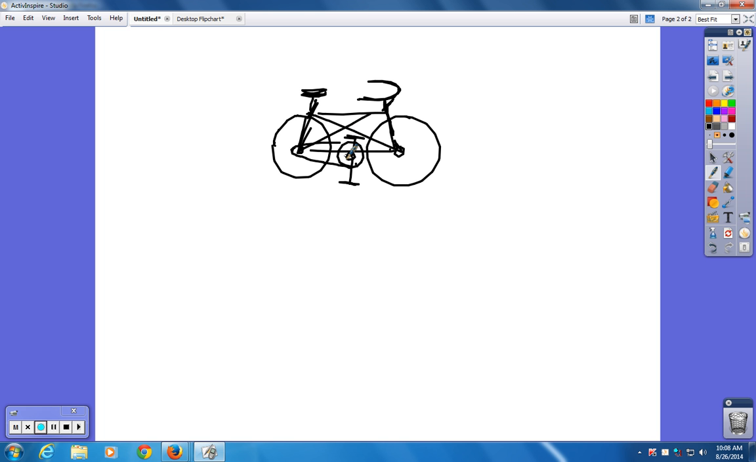All right, what is that? The bicycle. The reason you know it's not a motorcycle is because it has pedals. Do not make fun of my drawing unless you want to draw it yourself. Okay? Now, what's the input of a bicycle?